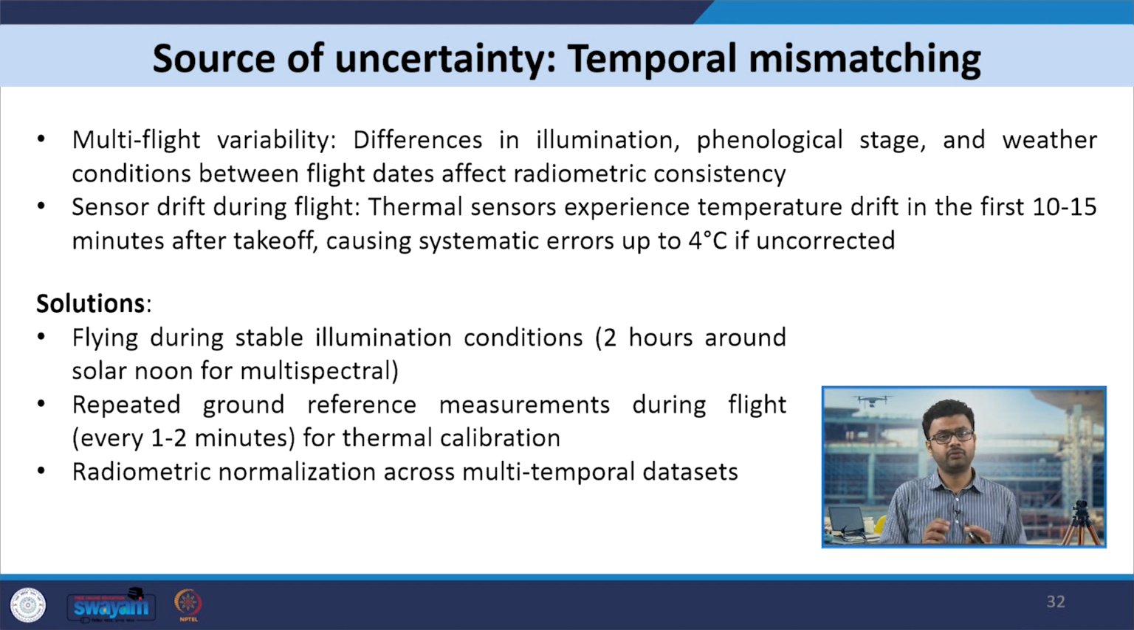So solution is to fly during stable illumination condition, so 2 hours plus and minus the solar noon for multispectral cameras. Or another solution can be to have repeated ground reference measurements during flight, so every 1 to 2 minutes for thermal calibration. And another solution can be radiometric normalization across multi-temporal dataset. So these are not perfect solutions, but to certain extent they help us overcome the uncertainty which is caused because of temporal mismatching.